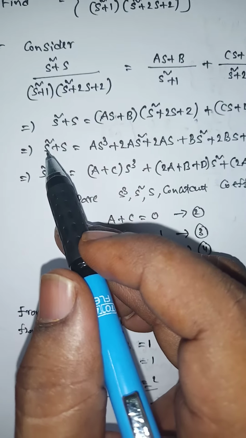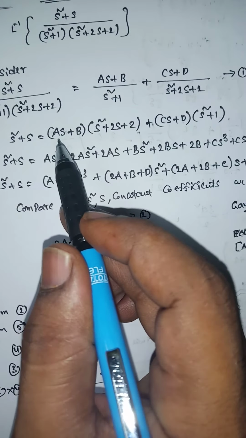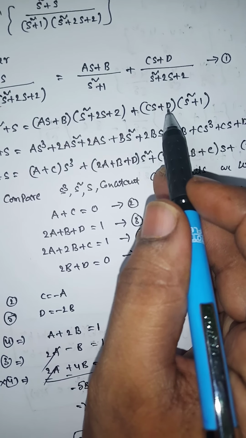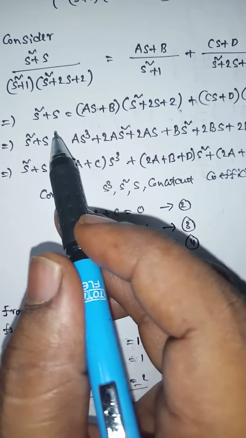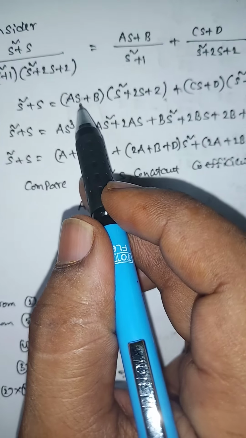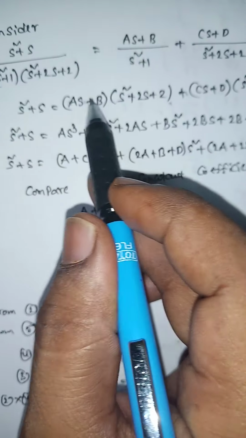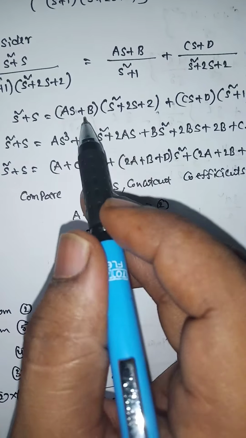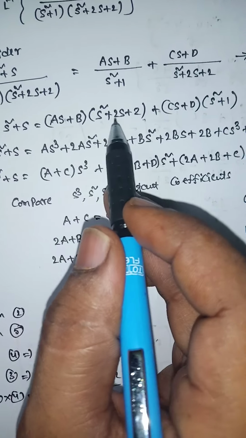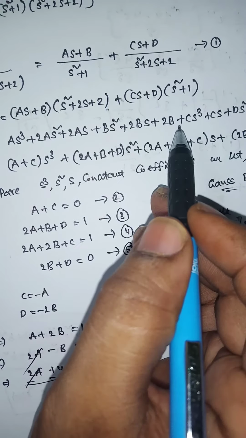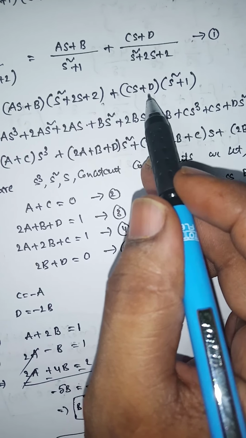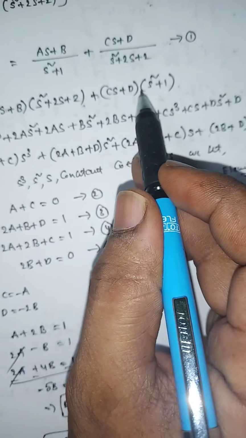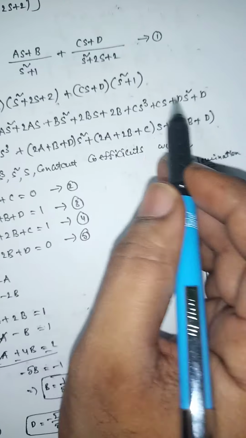Now this side, s square plus s equals to, multiply as plus b with these three terms, multiply cs plus d with these two terms, s square plus 1. You will get s square plus s equals to s into s square, s cube, plus s into 2s, 2as square, plus as into 2, 2as, plus bs square plus 2bs plus 2b plus, and now multiplying cs plus d with these two terms: cs into s square, cs cube, plus cs into 1, cs, plus d into s square, ds square, plus d into 1, d.